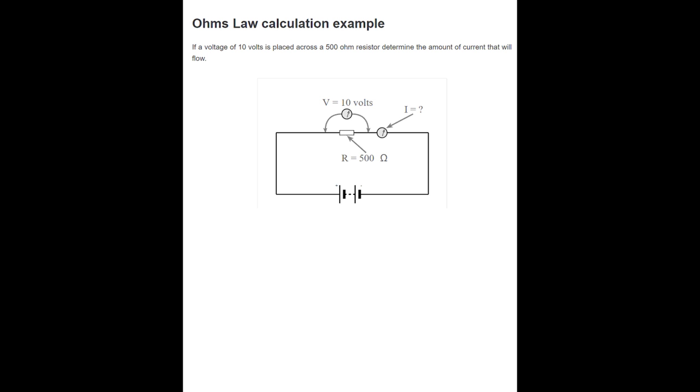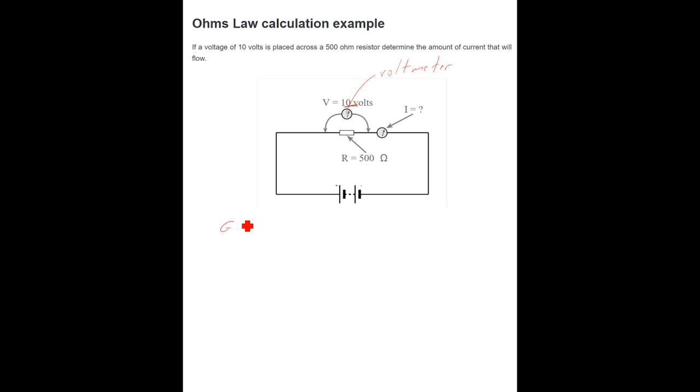So here we do have what is called a schematic diagram, which is showing us a circuit. All of the lines that you see here, that is our wire or our conductor. We do have a voltmeter at the top here, which is measuring the amount of voltage that is going through this wire. So this would be a voltmeter, just telling us what the voltage actually is. And we can see here that it's 10 volts.